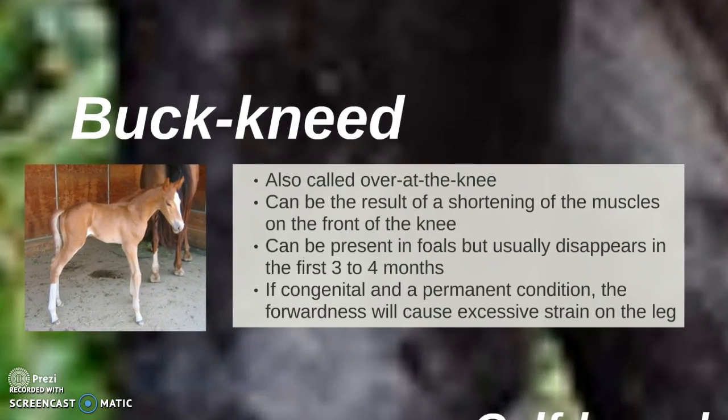Buck-kneed, also called over at the knee, can be the result of a shortening of the muscles on the front of the knee. It can be present in foals, but usually disappears in the first 3 to 4 months. If congenital and a permanent condition, which is what congenital means, the forwardness will cause excessive strain on the leg.